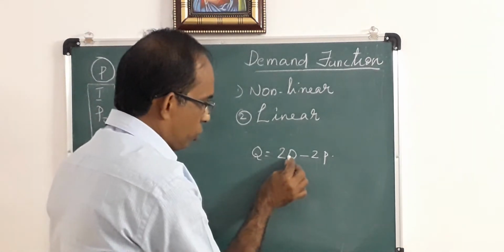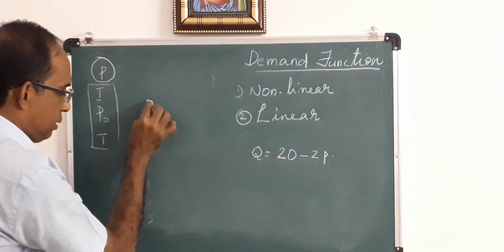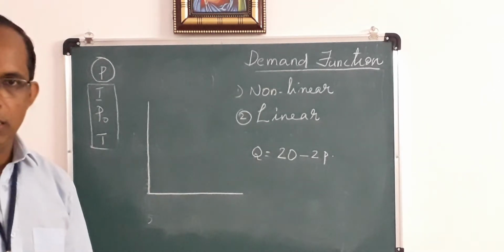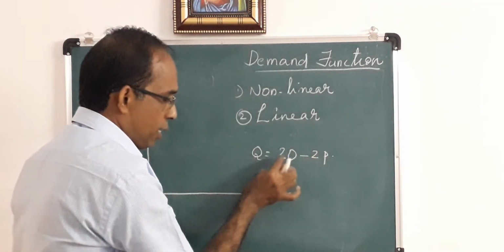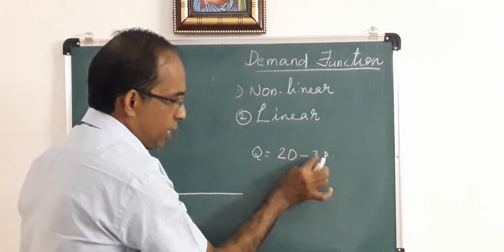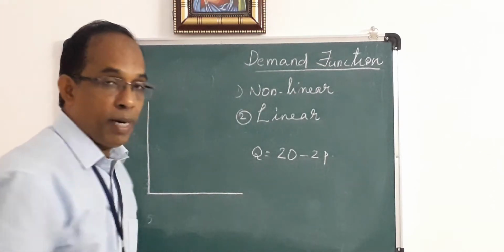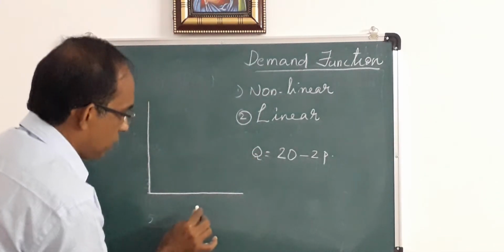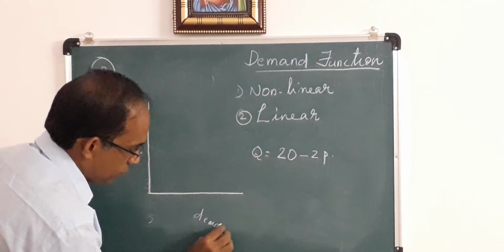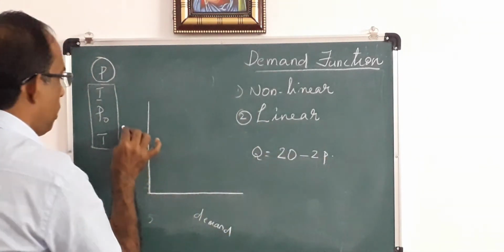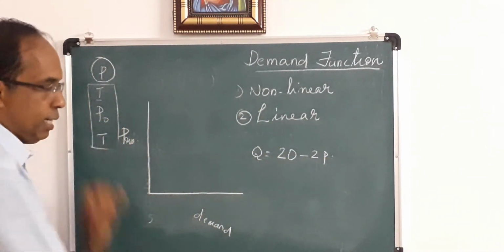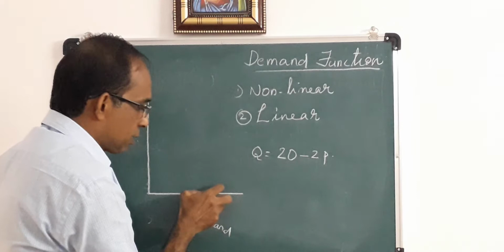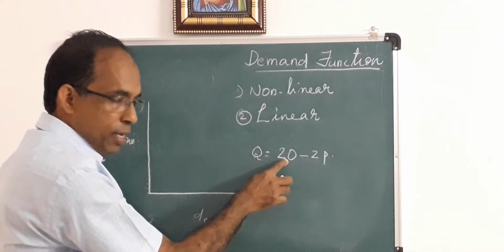First draw the x-axis and the y-axis. Clear? And as I told you, this is called A and this B. A and B are called parameters of the equation that do not change. And this is dependent variable, demand, taken on x-axis. And independent variable price is taken on y-axis. Then this A determines the x-intercept of the demand curve, 20. X-intercept.